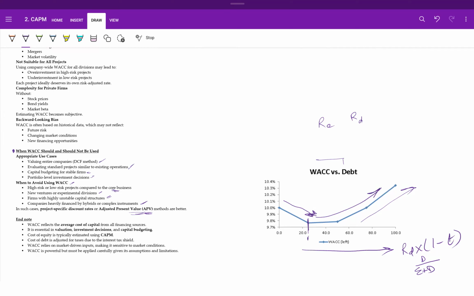Firms with high existing debt may benefit from deleveraging to avoid distress costs, but stable firms may see WACC rise without proportional risk reduction. So just remember that after a certain point, with increasing debt, the cost of capital, the weighted average cost of capital, also increases.